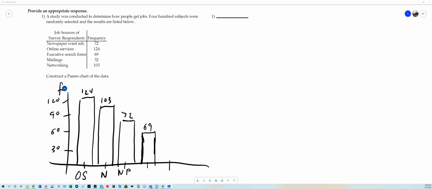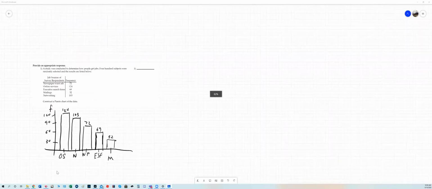69. And then the last one is what? Mailings. 32. Do I have to even explain this, guys? Do I have to explain it? Lo explicó la clase pasada. Super easy, right? Questions or concerns? Always biggest to least, right? From biggest to least. That's how this Pareto chart is.